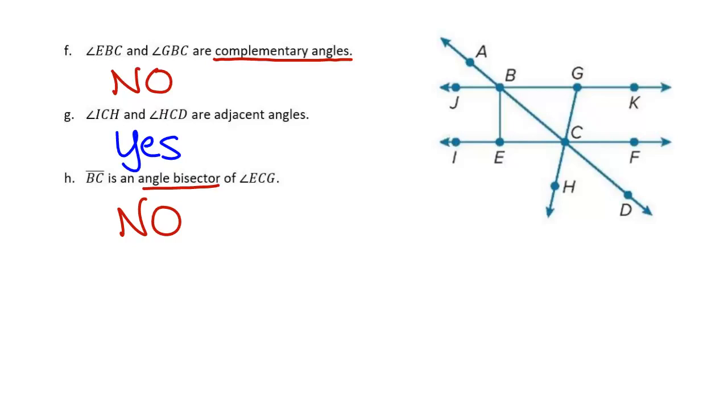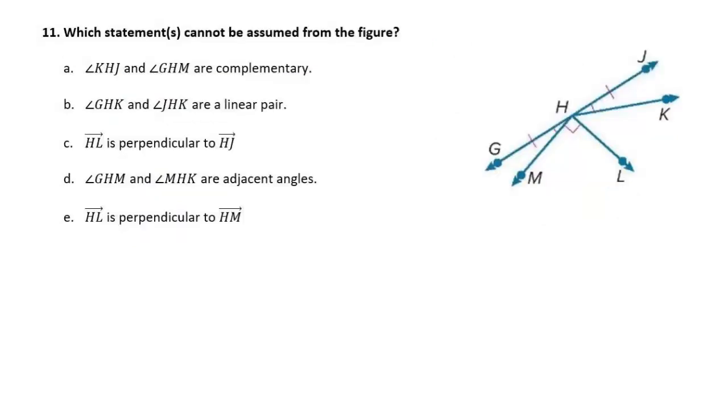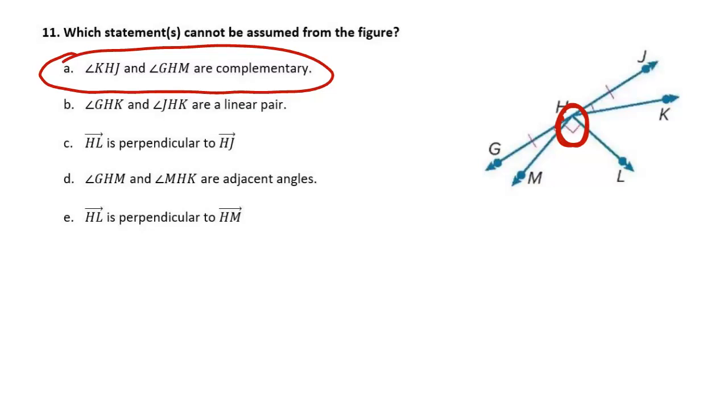All right, very last thing. I want the things that I cannot assume from the picture. Can we assume that there are complementary angles here, angles that add up to 90? I see a 90-degree angle here, but are there two angles together that make that 90? No, then I cannot assume that. Can I assume that things are linear pairs? Yes.